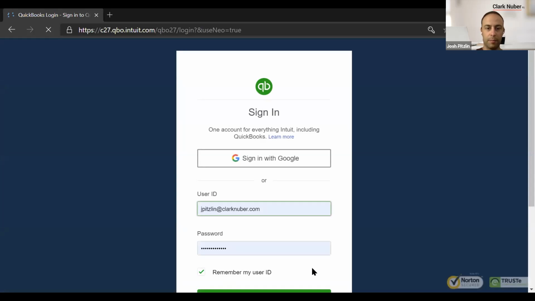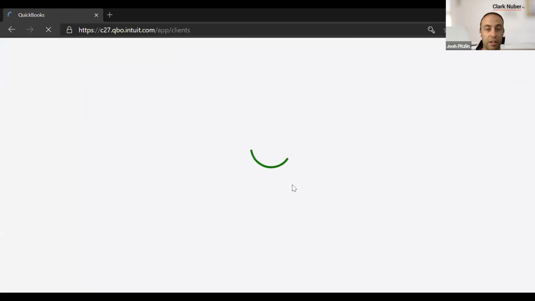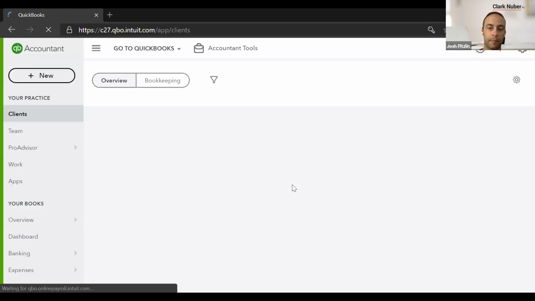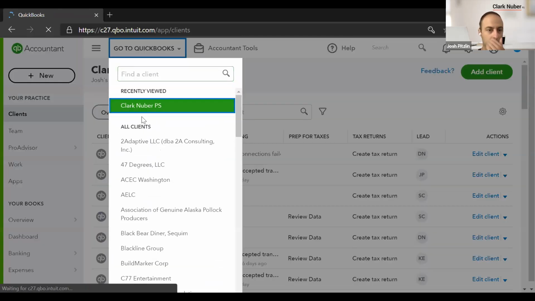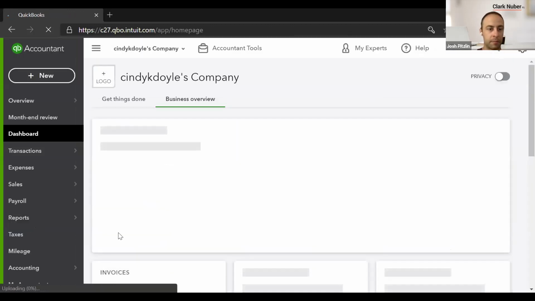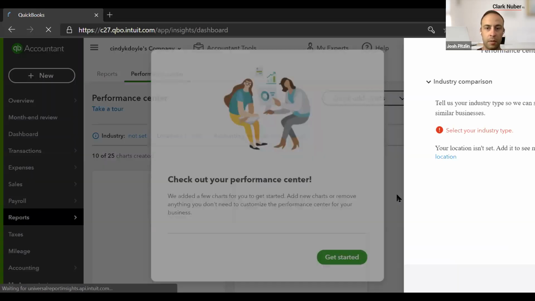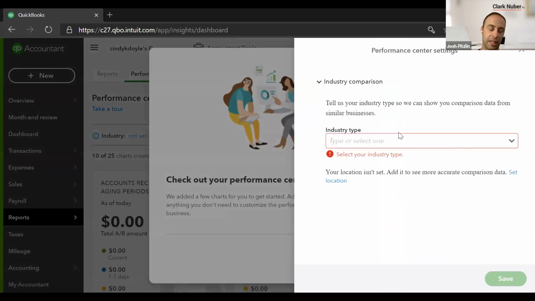Again, this is for QuickBooks Online Advanced users only. Sorry about that. But this is going to let you not only have some built-in KPIs and dashboarding tools, but it's actually going to have some industry comparison data as well.